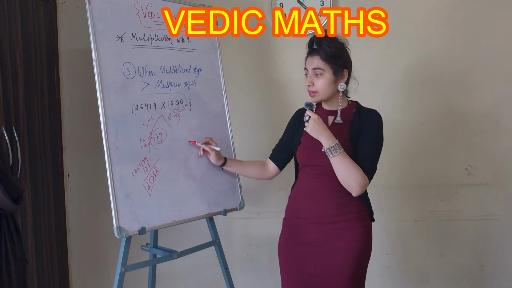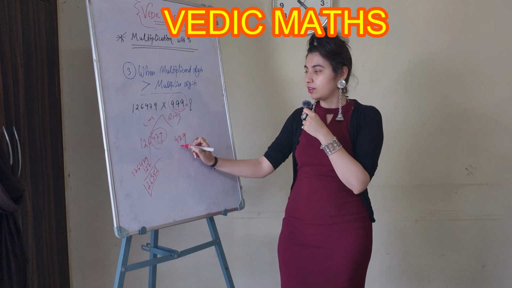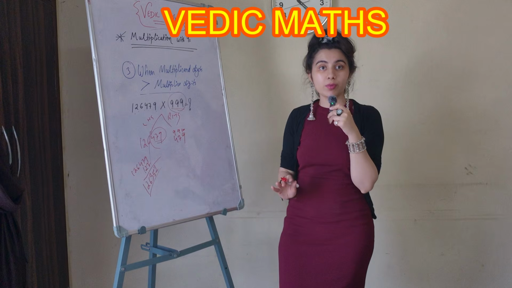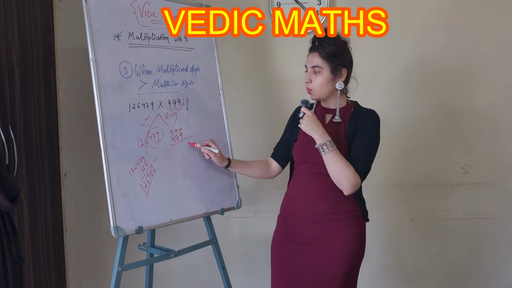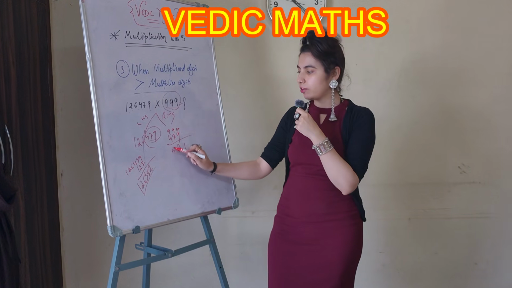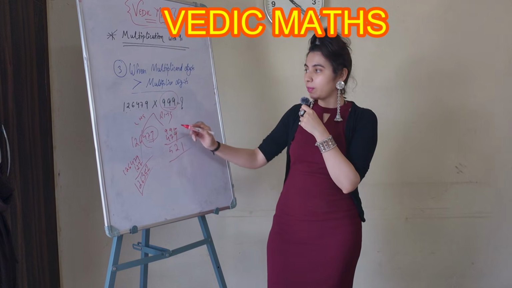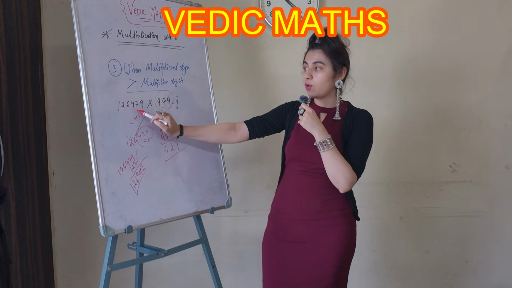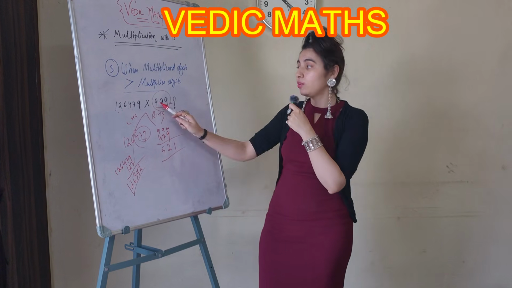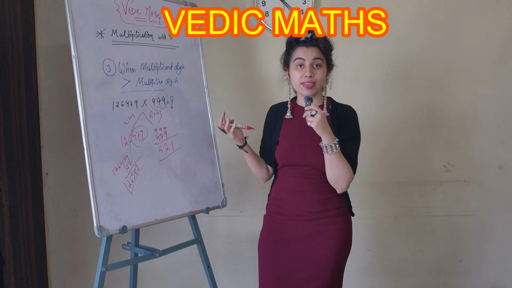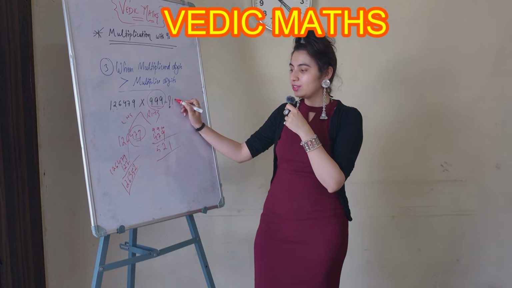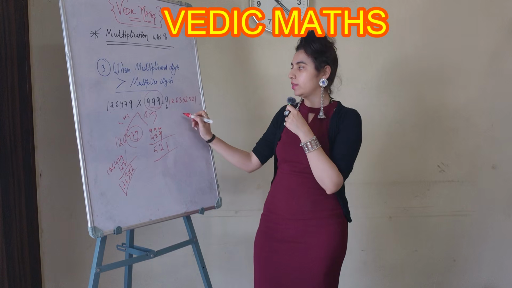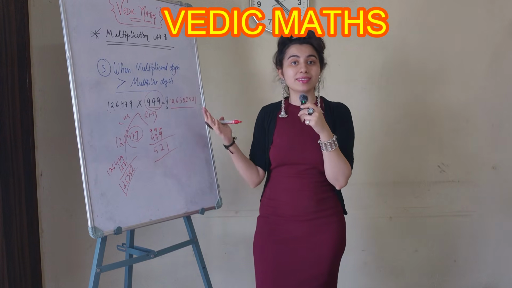So when we subtract 479, all from 9, last from 10, what do we get? 521. So the answer when 126479 is multiplied by 3 times 9 is 126352521. This is the answer. Okay?